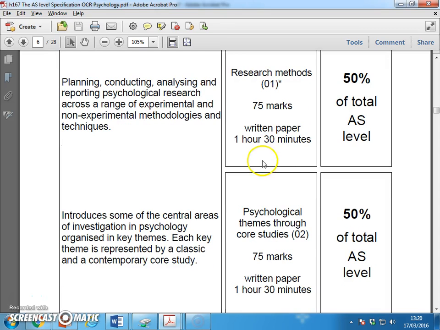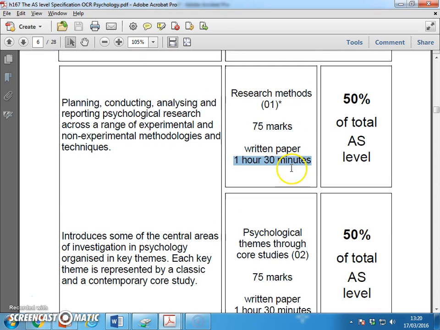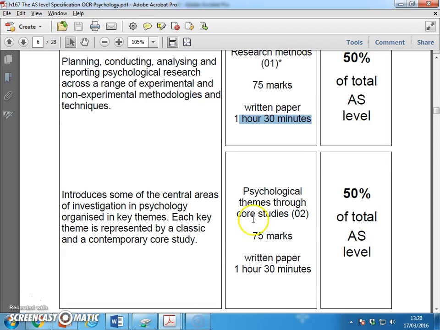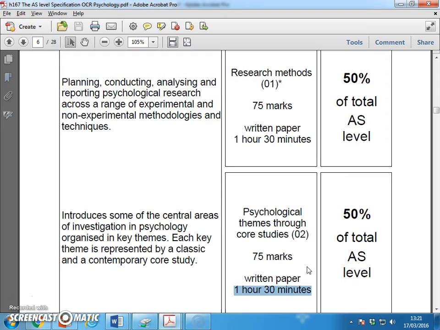So little reminder, an hour and a half on the AS spec for the research methods paper. It's 2 hours at second year. Psychological themes for course studies, again 2 hours for second year, but an hour and a half. Worth 75 marks each, so equal amounts.